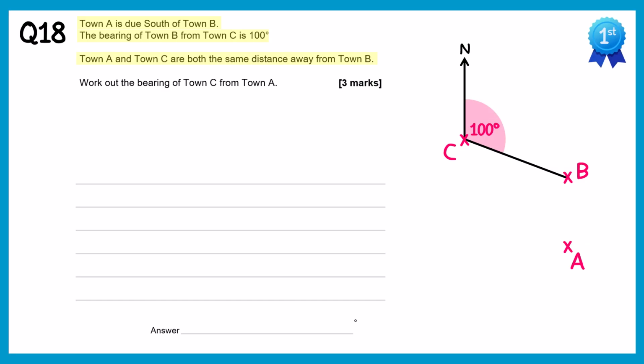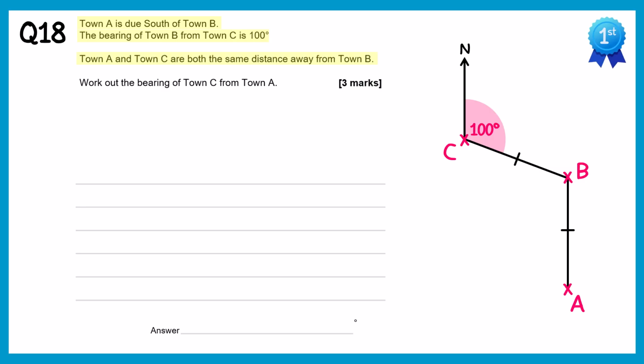Then we're told that town A and town C are both the same distance from town B. Now at the moment, our diagram doesn't look like that. Town A looks like it's much closer to town B than town C is. So let's move town A down a little bit so that it's about the same distance and draw in this line here. So line AB is now the same length as line CB.